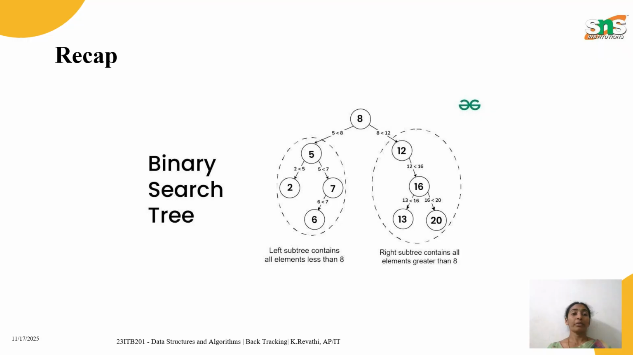The recap of the previous session is about binary search tree. Already we know that a binary search tree has one constraint, which is that the left subtree values are always less than the root node. Then the right subtree values are greater than the root node when compared to the left subtree values. Let's move on to today's lecture.